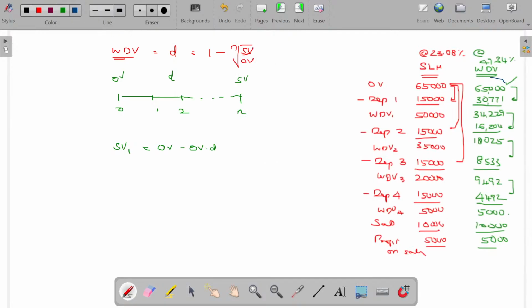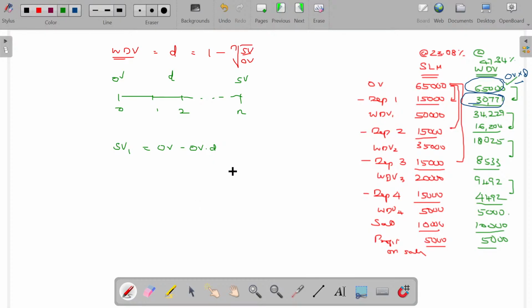This is the original value. From the original value, I have to subtract this depreciation. This value is calculated this way, original value into rate of depreciation. So OV minus OV into D. OV represents original value, minus the amount of depreciation, which is calculated as original value into rate of depreciation.